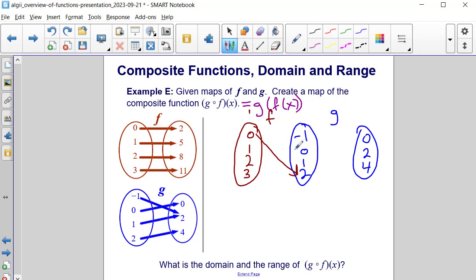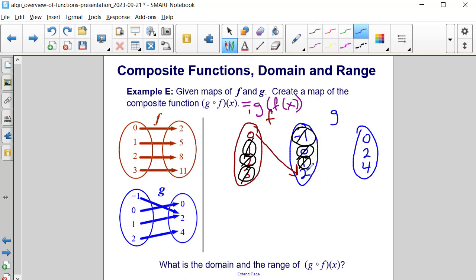Well, okay, there is no 5 in the inputs for g. So therefore, we can cross this input off. 2 maps to 8, but there's no 8 in the inputs for g. So this is also going to go away. 3 maps to 11. There are no 11s in the domain of g. So this input of 3 also does not work. Also, we can see the only mapping that happens is from 0 to 2. So therefore, this -1, 0, and 1 values, they all go away or can be excluded.